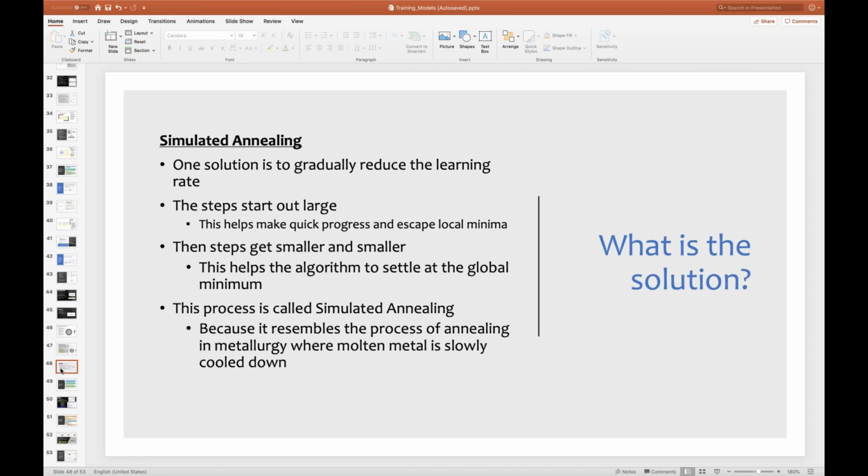Now, the steps start out large. This helps make quick progress and escape from local minima. Perfect, I understand that. Then steps get smaller and smaller. This will help the algorithm to settle at the global minimum. Super. This process is called simulated annealing. Simulated annealing is nothing but the baby steps.